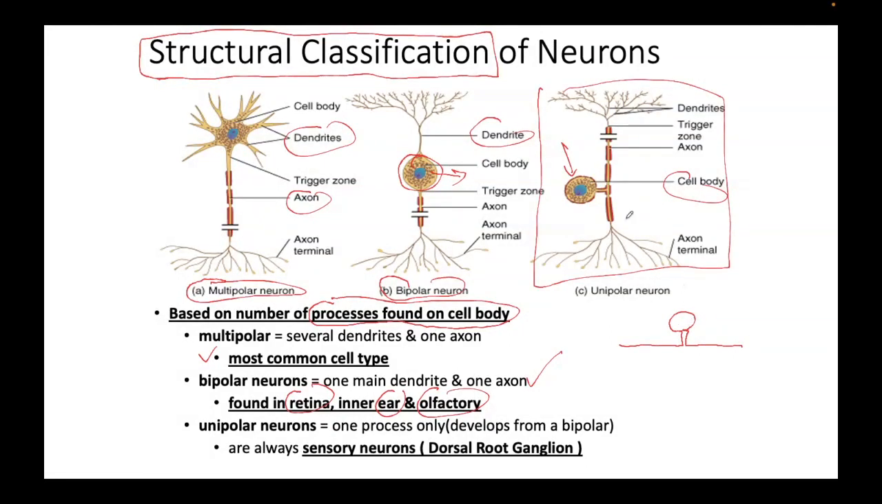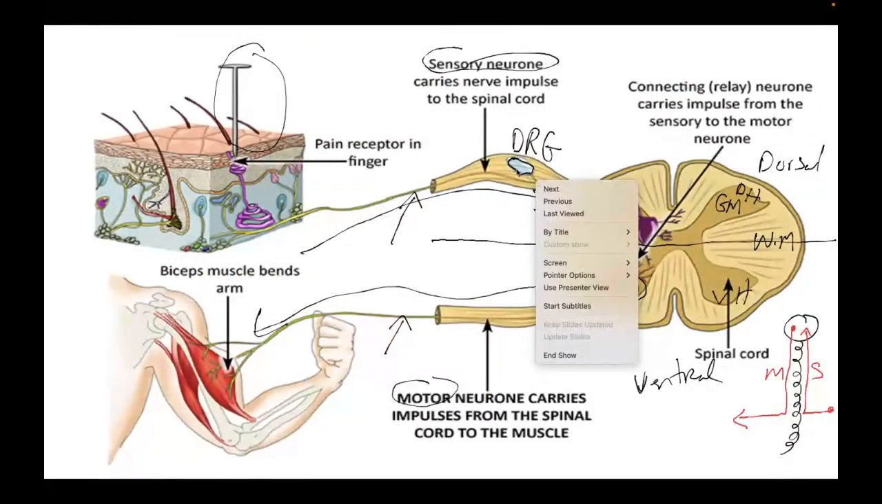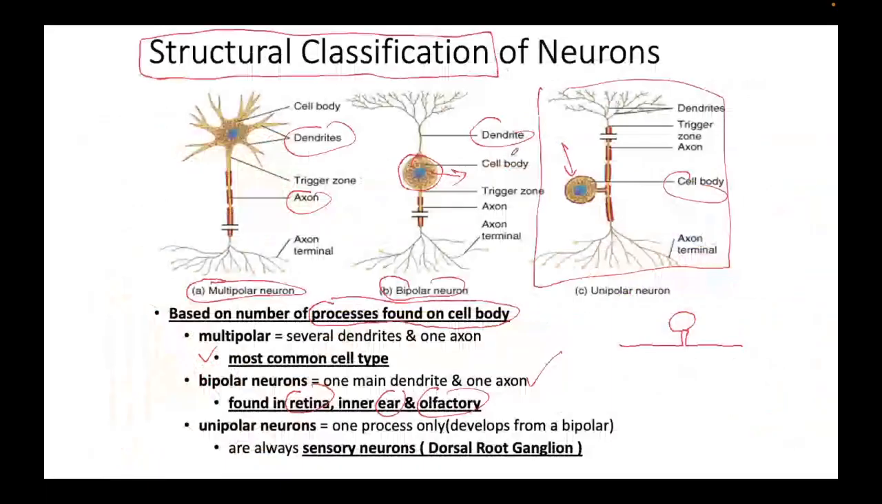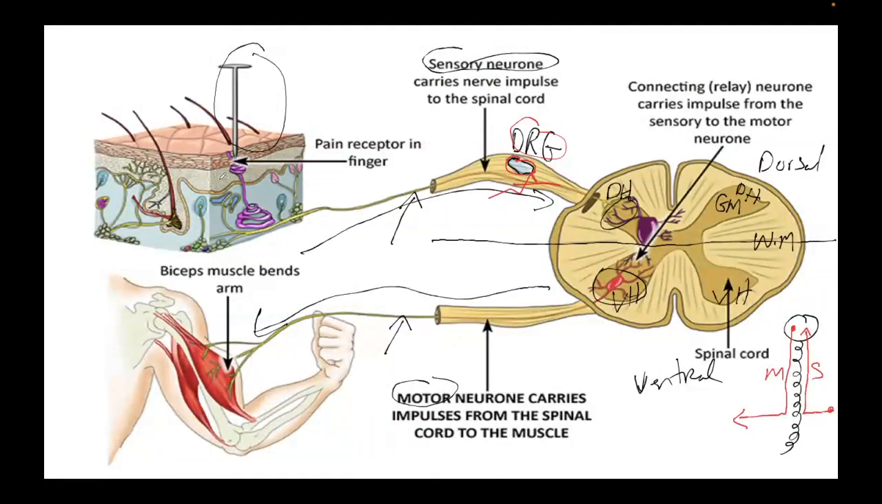It looks like that. This is what we see right here. So this is a unipolar neuron. What is it? The dorsal root ganglia. It's always sensory because even if we look here, you have that pin hitting the skin. We have sensory input coming in there. Sensory, sensory, sensory. Dorsal root ganglia.